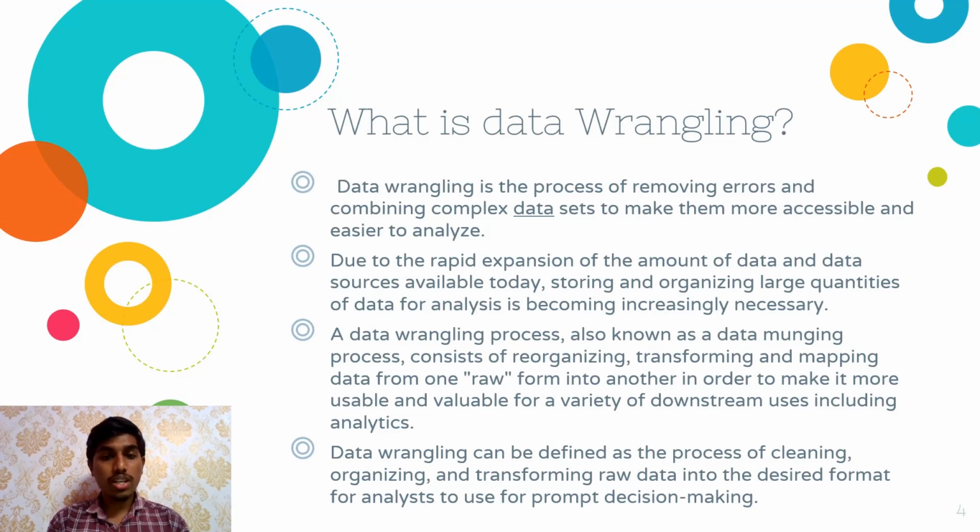A data wrangling process, also known as a data munging process, consists of reorganizing, transforming, and mapping data from one raw form into another in order to make it more usable and valuable for a variety of downstream uses, including analytics. Data wrangling can be defined as the process of cleaning, organizing, and transforming the raw data into the desired format for analytics to use for prompt decision making.